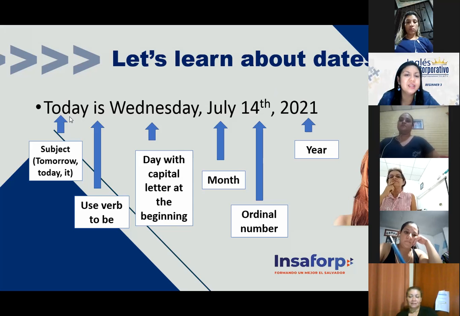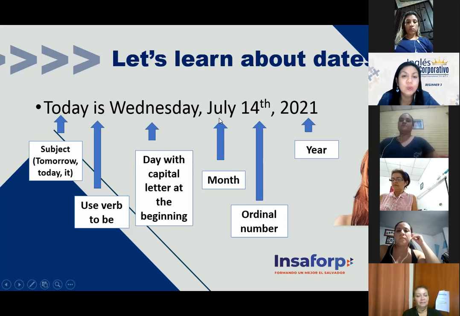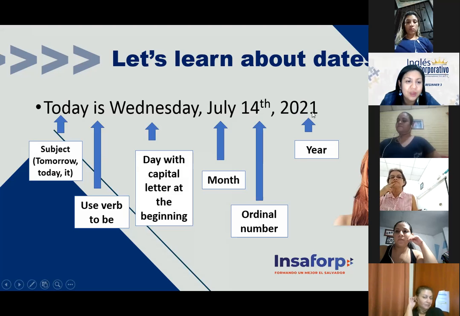So we have, today is Wednesday, and then we can put a comma and we say the month, July, July 14th. Okay, we use the ordinal number. And instead of writing fourteenth, we just put the number with the TH, right? And then the year, you can say the year like this. You can say first the first two numbers, and then the last two, 20, 21. Esa es una manera, that's one way.